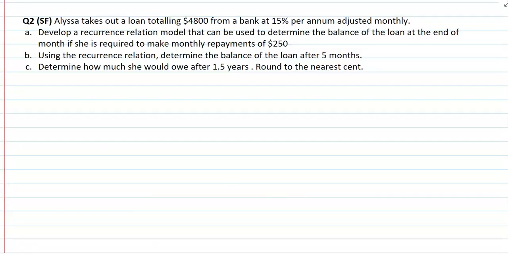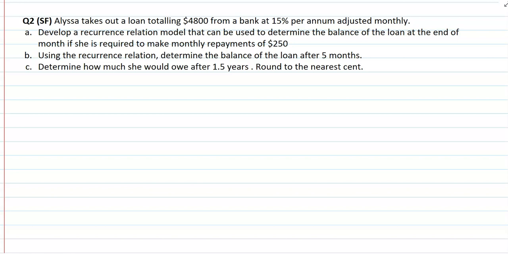We have Alyssa who takes out a loan totaling $4,800 from a bank at 15% per annum, and this time it's adjusted monthly. So every month she gets charged with interest. We need to firstly develop a recurrence relation model that can be used to determine the balance of the loan at the end of each month if she's required to make monthly repayments of $250.